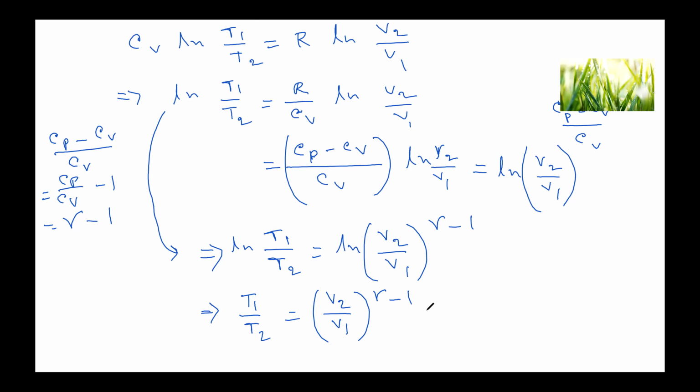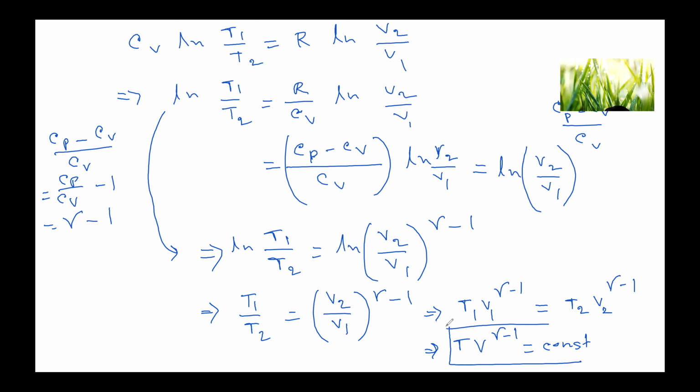T1 V1^(gamma-1) equals T2 V2^(gamma-1). So this is the relation between temperature and volume, or in short, T V^(gamma-1) equals constant. So this is the relation between temperature and volume in case of an ideal gas in a reversible adiabatic process. This is a very important relation, and I have derived this.